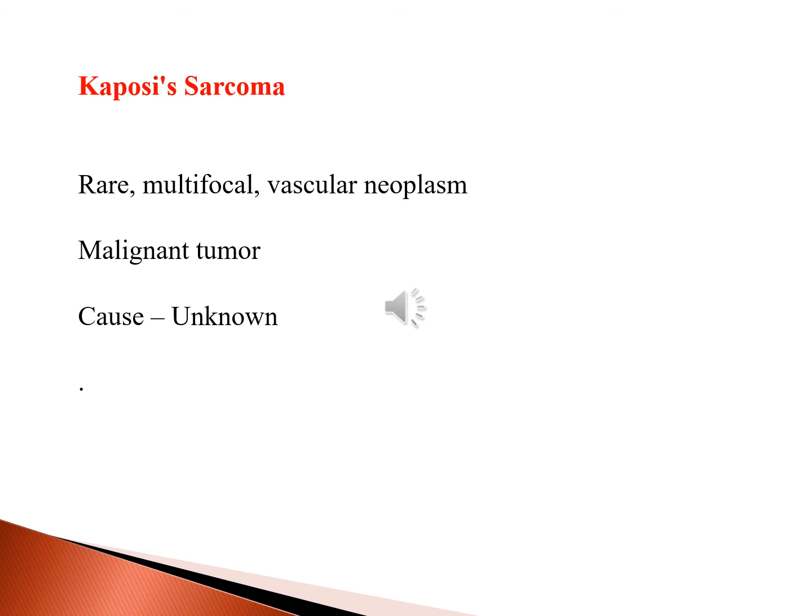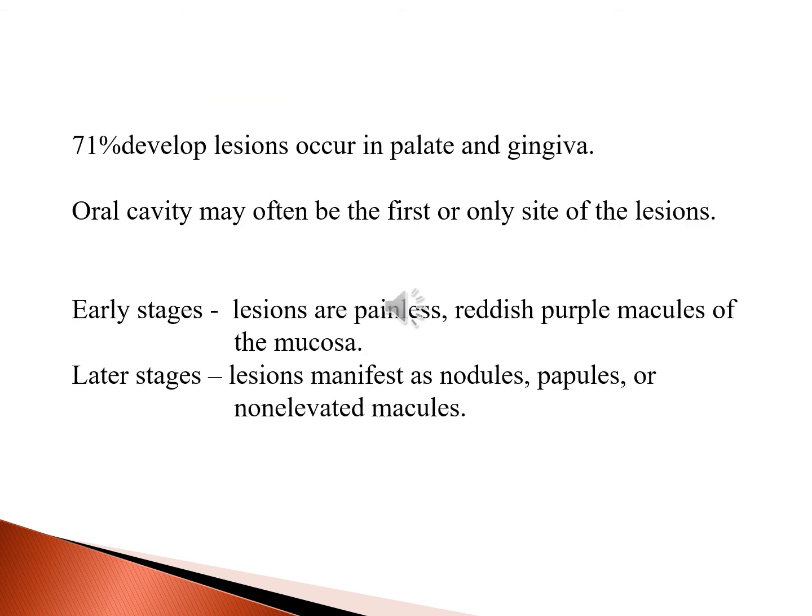The next common oral lesion is Kaposi sarcoma, which is a rare multifocal vascular neoplasm. It's a malignant tumor. The cause is unknown. 71% of Kaposi sarcoma lesions usually develop on the palate and gingiva, and many times the oral cavity might be the first or only site of this lesion.